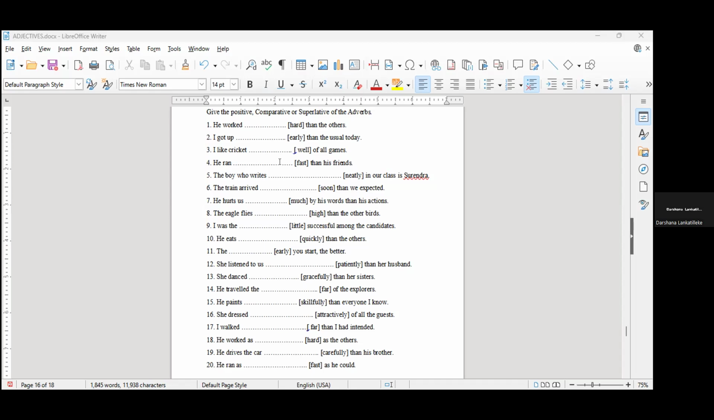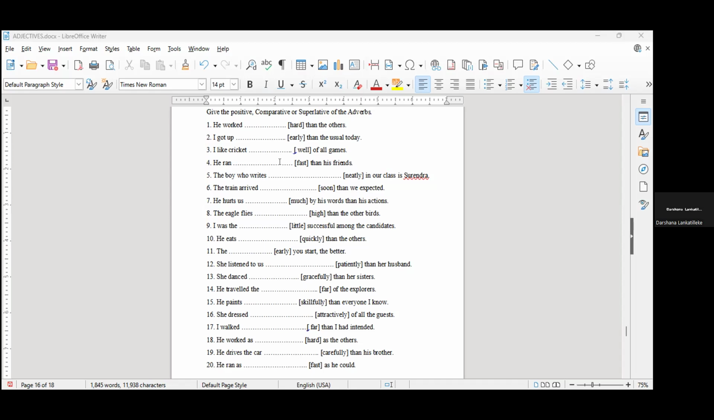Next one: I like cricket well of all games. That means out of all the games, the one I like most. So you have to say well means best. All of you have said the correct answer. I like cricket best of all the games.